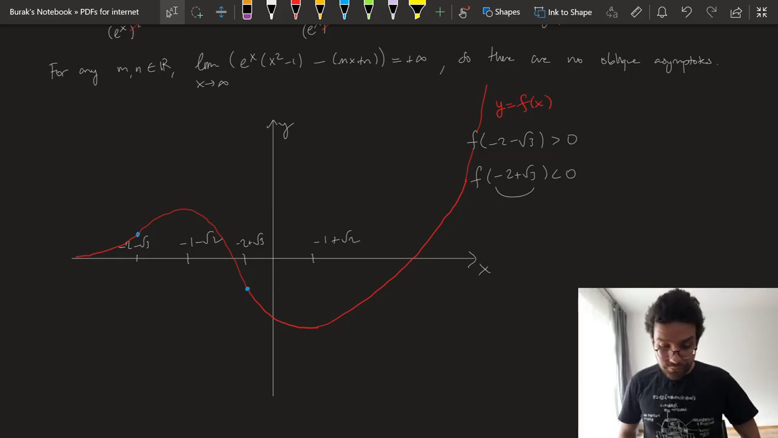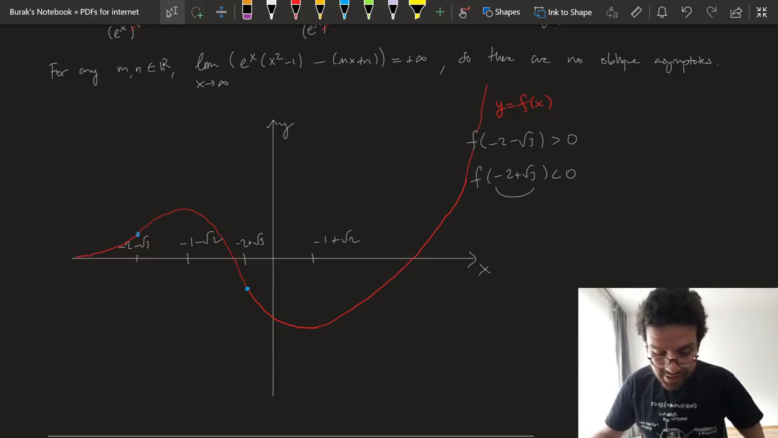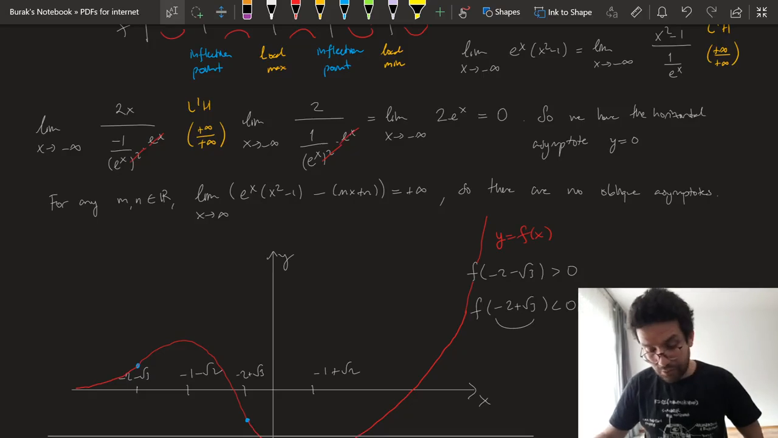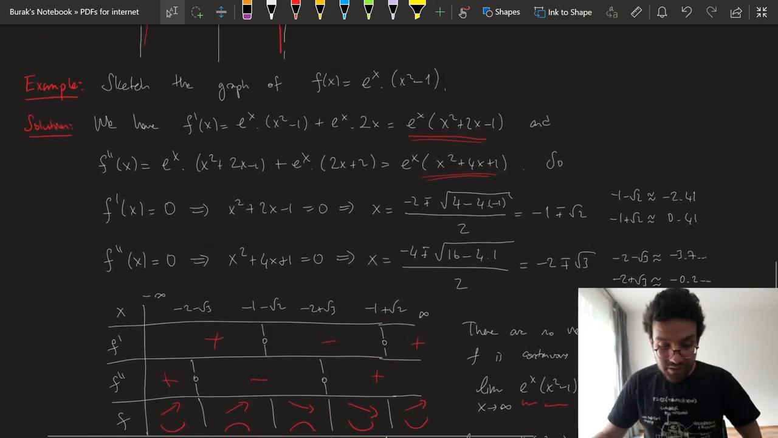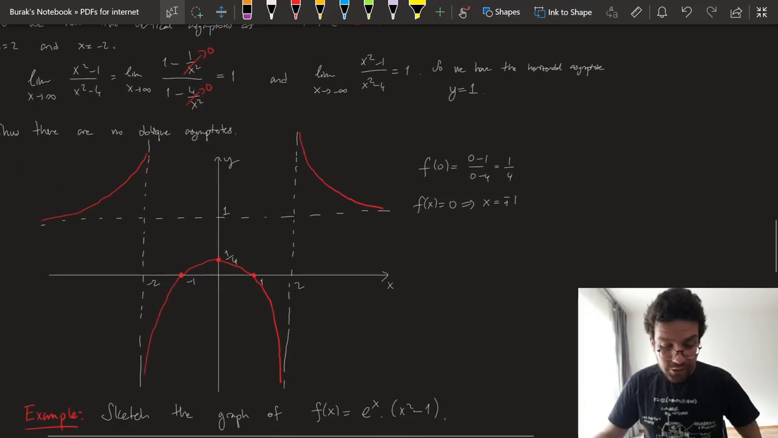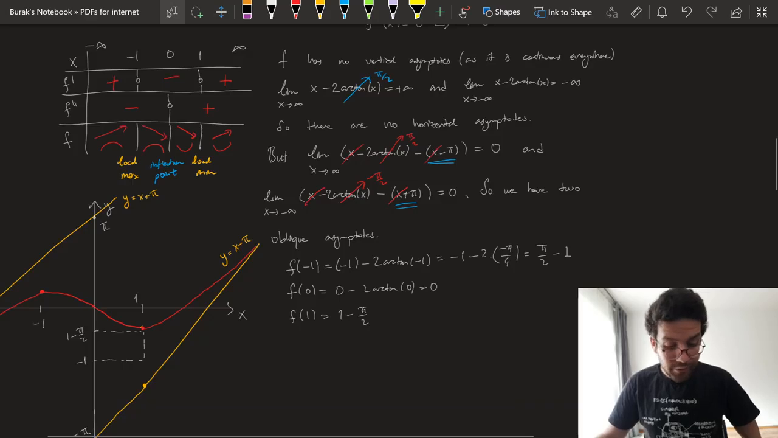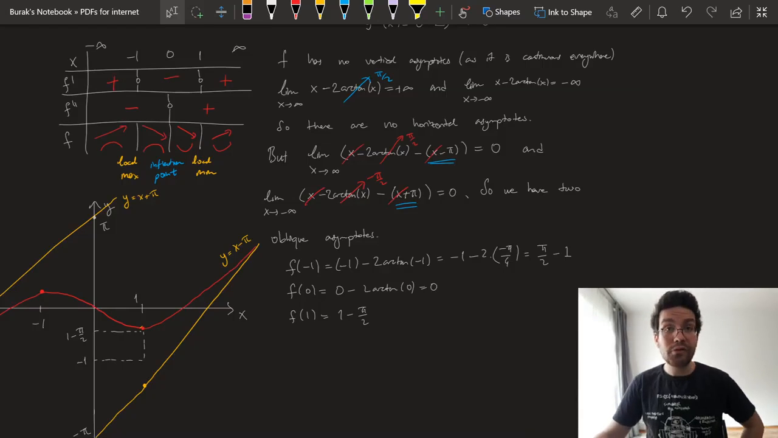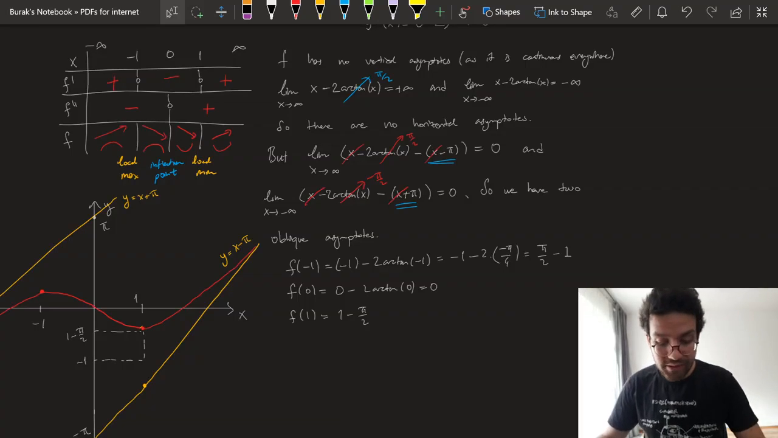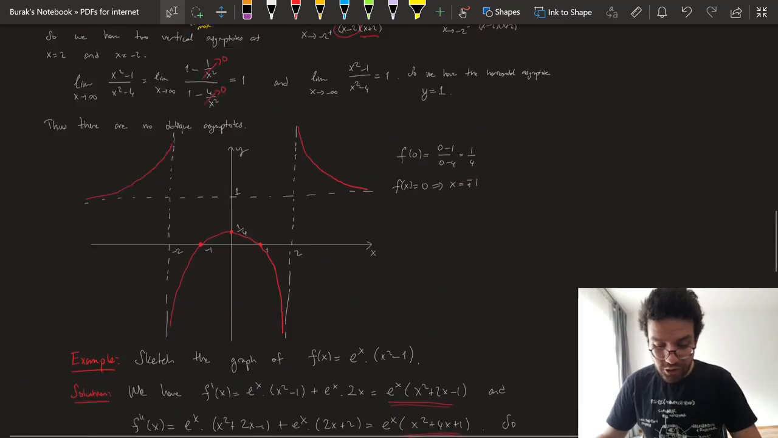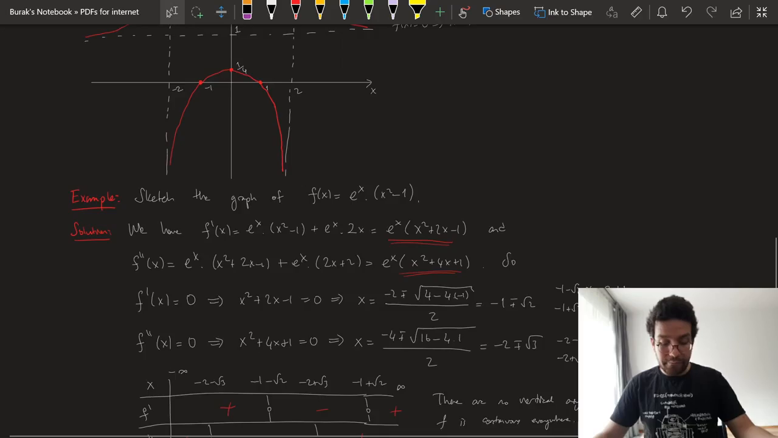Okay, so we've seen 3 examples. In this example, we have 1 horizontal asymptote, no vertical asymptotes, no oblique asymptotes. In the previous one, we have 2 vertical asymptotes, 1 horizontal asymptote, no oblique asymptotes. And in the first one, I have no vertical asymptotes, no horizontal asymptotes, 2 oblique asymptotes. So we've seen 3 examples, and in your recitation, you're going to solve more questions of this form, like sketch the graph of blah blah.